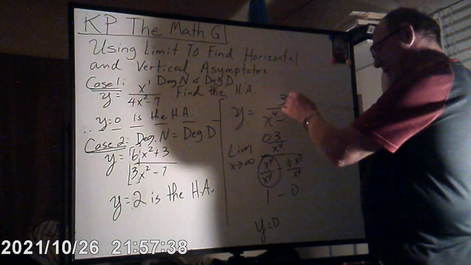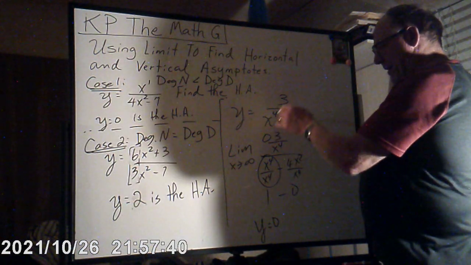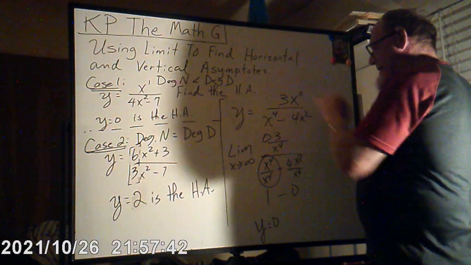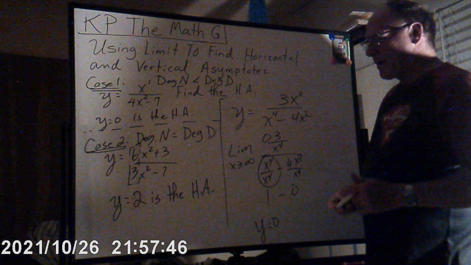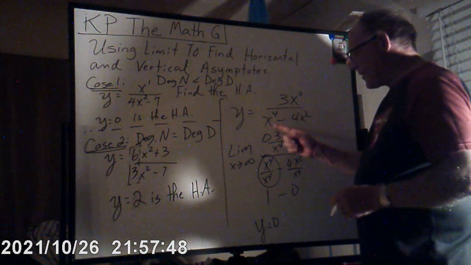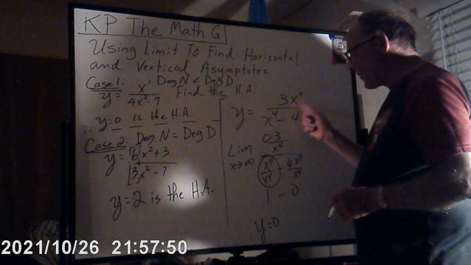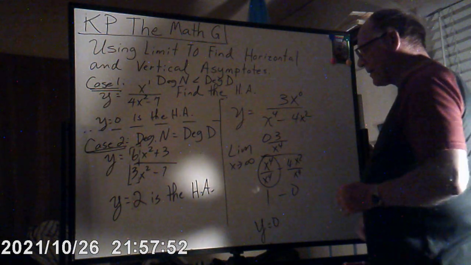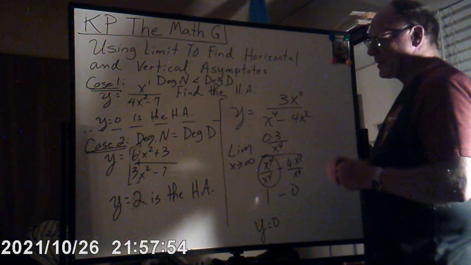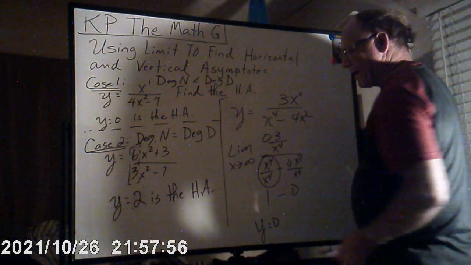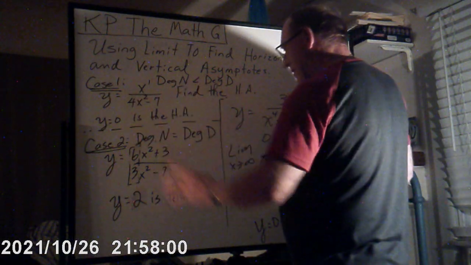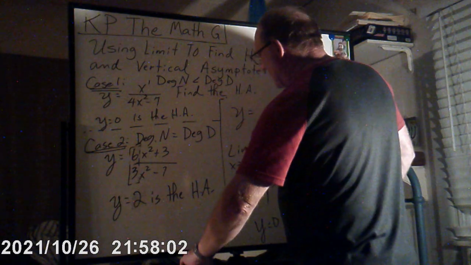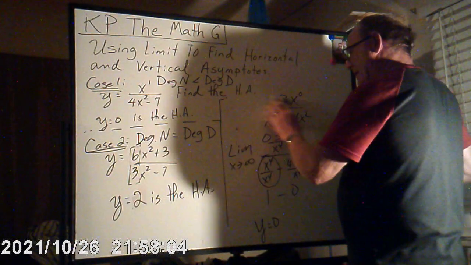And again, that's if the degree, this degree is actually 0, x to the 0 is 1, and 3 times 1 is 3. So this degree is smaller than this one here. Alright, so just understand that situation there. Okay, so we looked at these two scenarios concerning the horizontal asymptote.